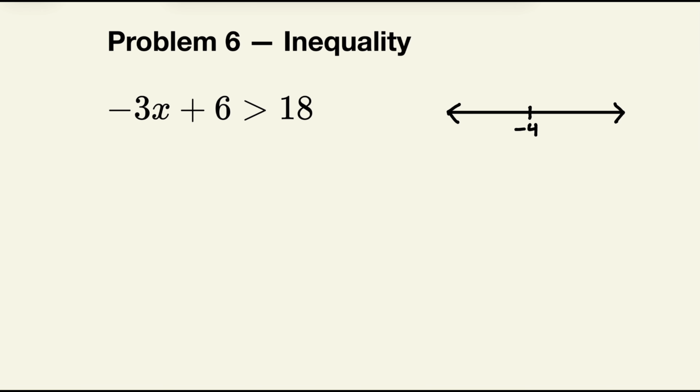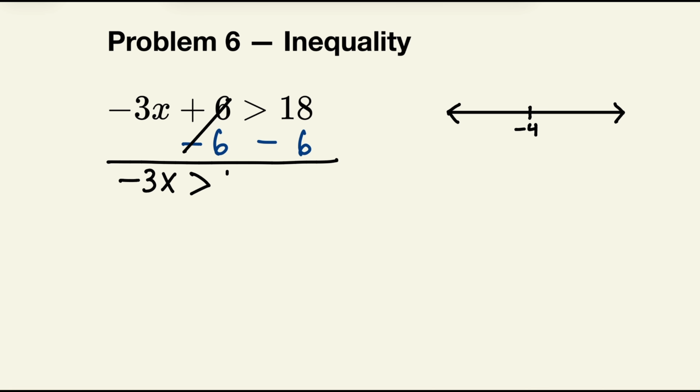Let's solve this inequality. Negative 3x plus 6 is greater than 18. Inequalities are very similar to equations. As you can see here, we have plus 6. We can undo addition by subtracting 6 from both sides. So minus 6 on the left, minus 6 on the right. And so we're left with negative 3x, since plus 6 minus 6 cancel out, is greater than 18 minus 6, which is 12.